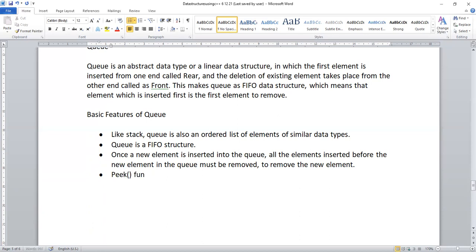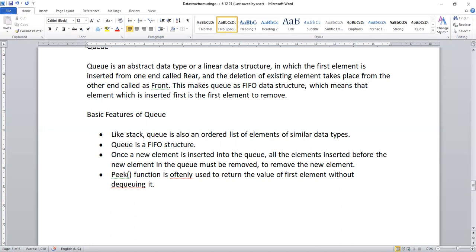Next, peek function. Peek function is often used to return the value of the first element without dequeuing it. Okay, so these are the basic features of queue.